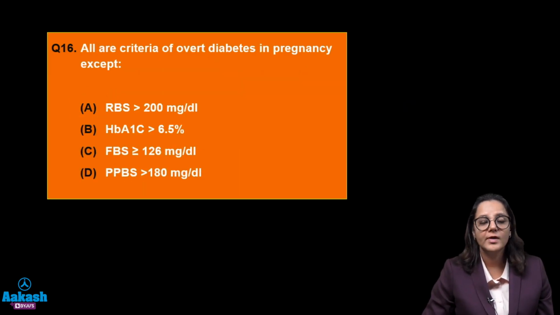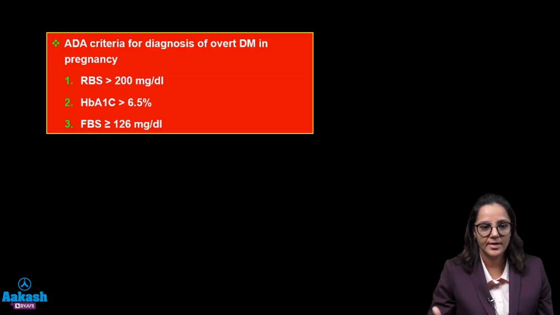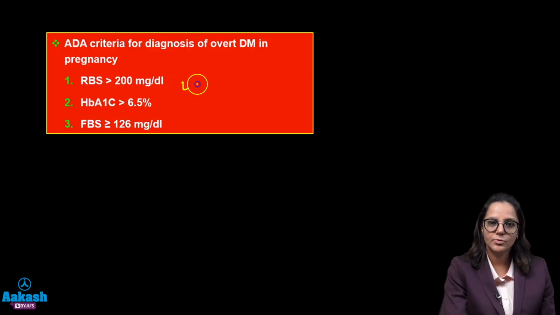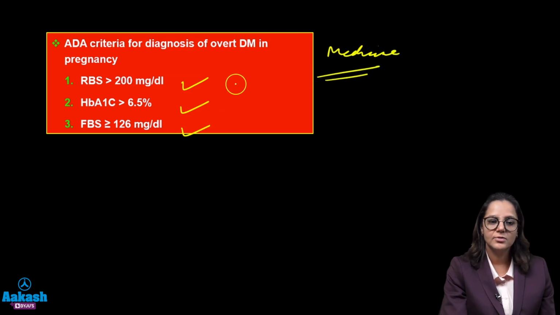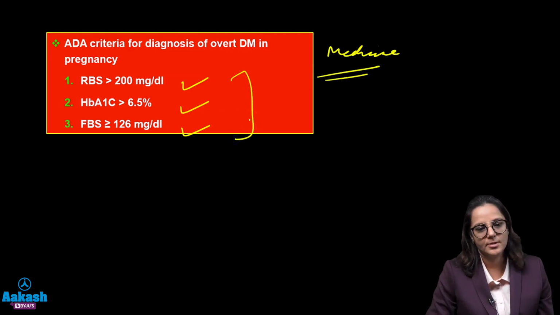All are criteria of overt diabetes in pregnancy. What do we mean by overt diabetes? That the patient was having diabetes before she got pregnant. So, this is the criteria: RBS more than 200, HbA1c more than 6.5, fasting blood sugar more than 126. This is also your medicine question and they have been asking this repeatedly. You just need to mug up these values. There are no two ways about it. So this is our answer.